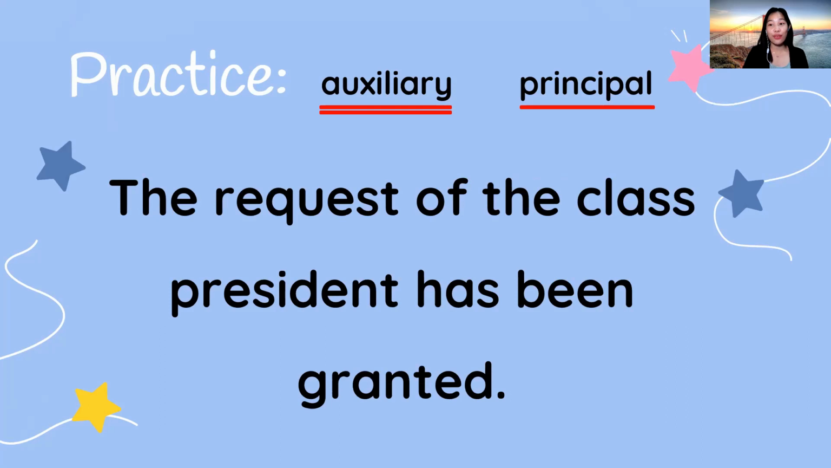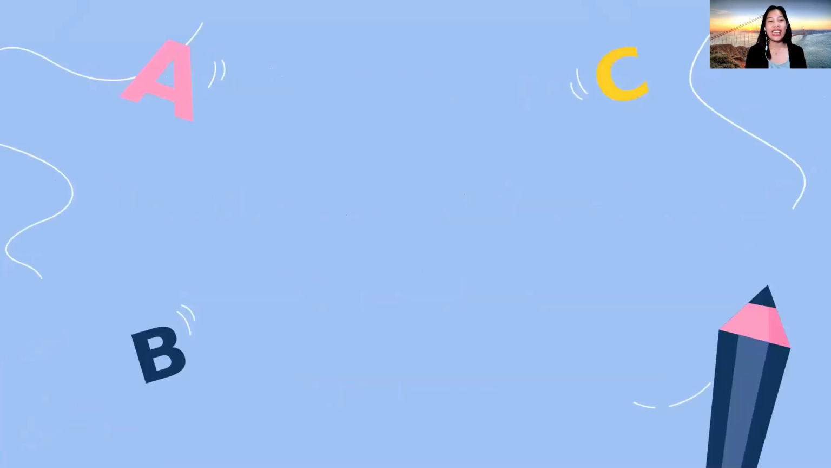Which do you think is the verb phrase? Has been granted. Very good. So which in has been granted is the auxiliary verb? Amazing. Has been. This is the helping verb. How about the main verb? Granted. Did you get it? That's great. Let us now generalize our topic for today.